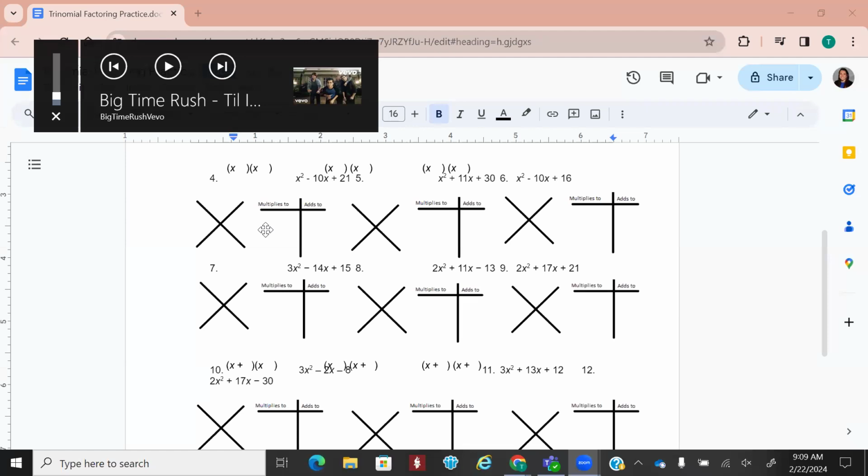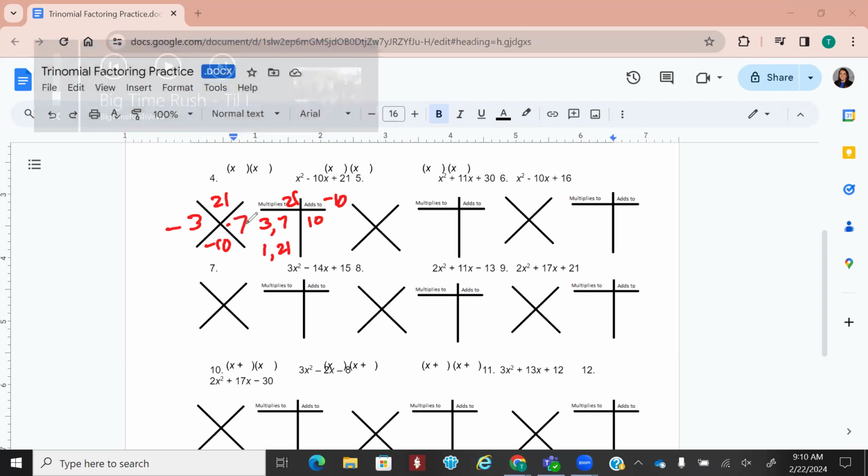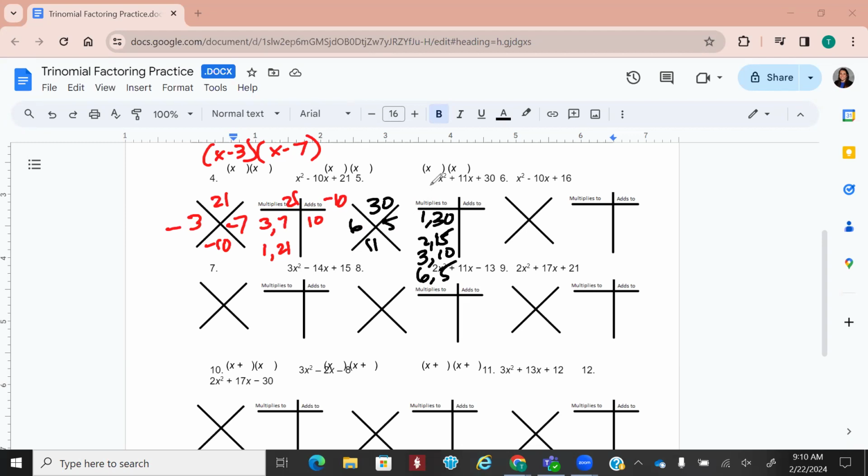Okay, take a second. On this one, we would have gotten 21 in the top, negative 10 in the bottom. So multiplies to get you 21, but adds to get you negative 10. So that's going to be 3, 7, 1, 21. 3 and 7 work, but they have to be negative. Okay, so this is going to be x minus 3 times x minus 7. Okay, on the next one, same concept, 30 in the top, 11 in the bottom. 1 times 30, 2 times 15, 3 times 10, 6 times 5. 6 and 5 work. This will be x plus 6 times x plus 5.